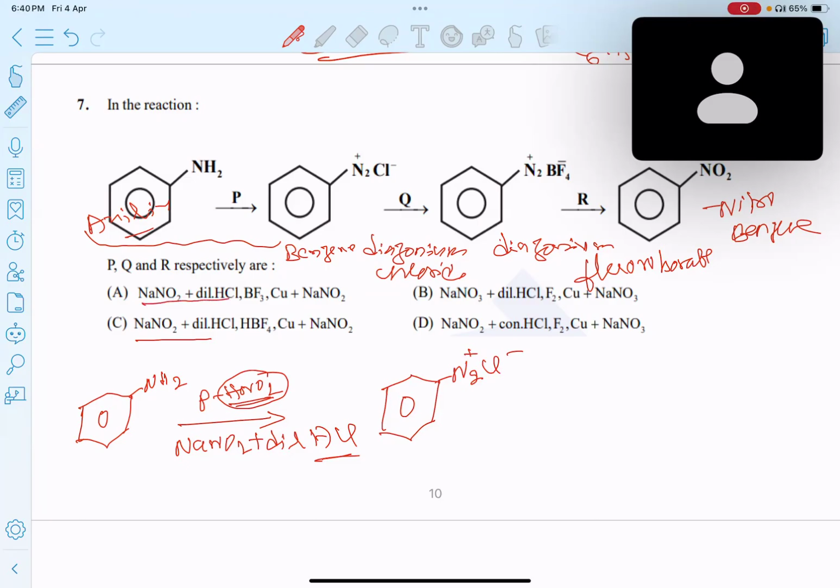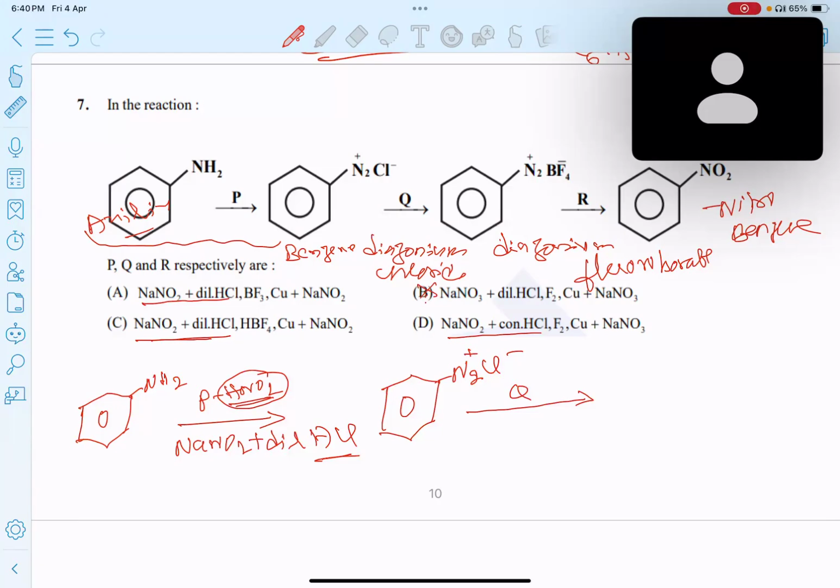Therefore, P is NaNO2 and dilute HCl. Option A has NaNO2 and dilute HCl. Option C has NaNO2 and dilute HCl. And option D also has NaNO2 and dilute HCl. So option B is not the correct answer because it gives NaNO3 and dilute HCl. The actual reagent is sodium nitrite, not nitrate. So option B is not possible. Now let us check the reagent Q.